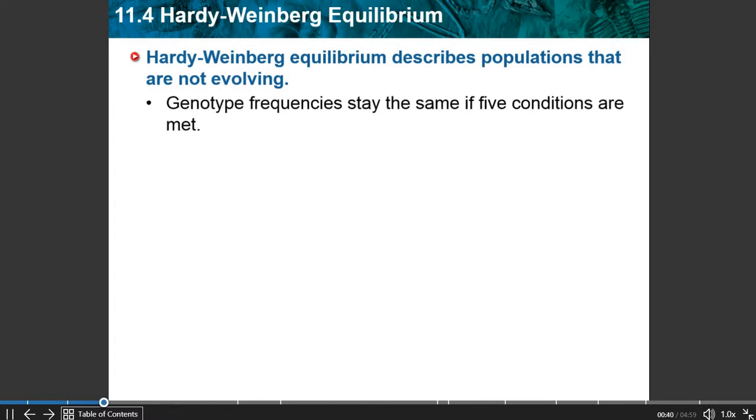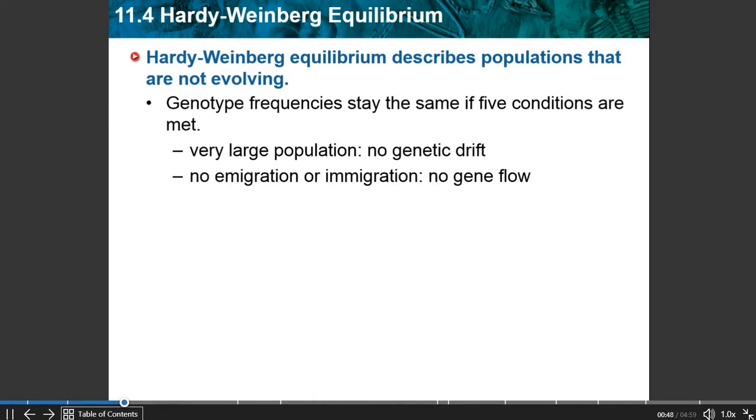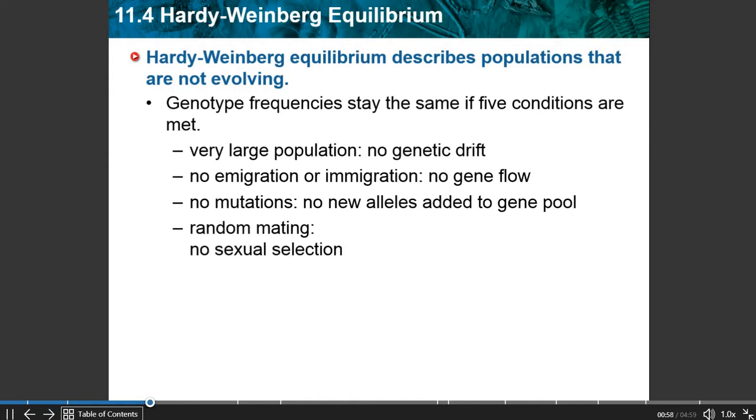You have a very large population, so no genetic drift. No emigration or immigration, so that means there's no gene flow. No mutations, so no new alleles are added to the gene pool. Random mating, so there's no sexual selection. No natural selection. It allows the traits to equally survive.